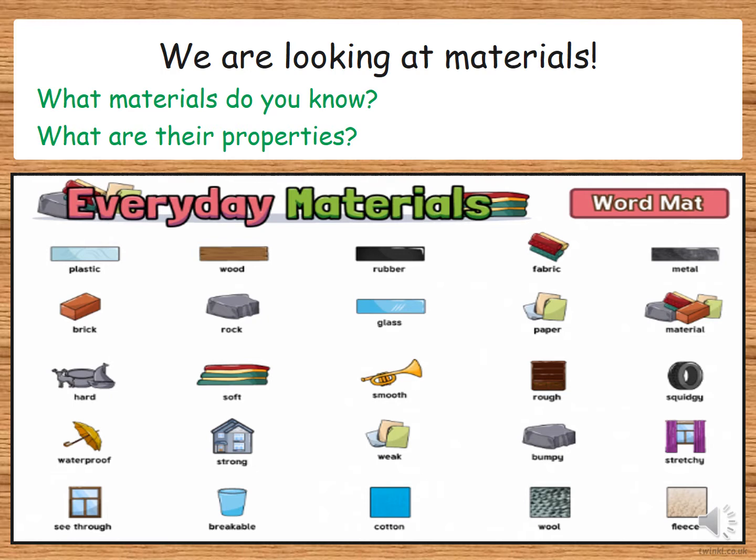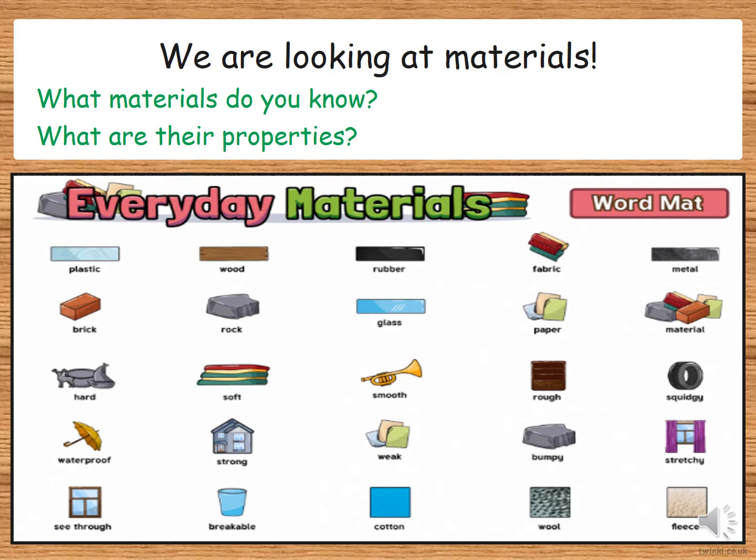And I want you to have a think about what materials do you know? So the different materials that I know, there's wood. I know that another type of material is brick. We have rubber, we have fabric, we have metal, we have paper, we have glass. There are many, many different types of materials.